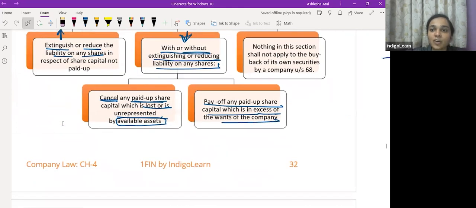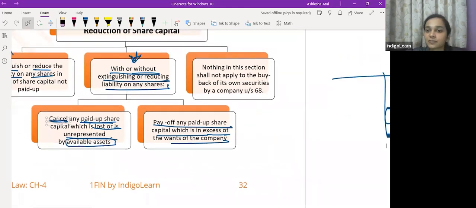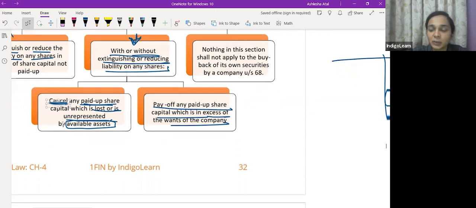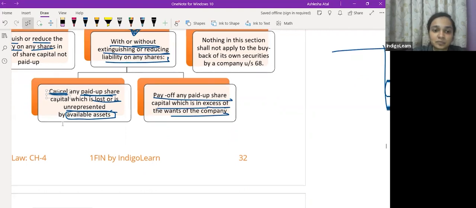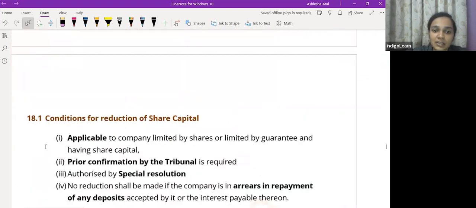Okay. And also this section will not apply in case of buyback. Section 68, we'll discuss buyback in some time. So this section will not apply to buyback of its own shares by the company. Basically, section 66 will not apply in case of buyback, because in buyback maybe there's a reduction which happens, but buyback is altogether a different situation. So that is the reason why section 66 will not be applicable there. There are separate provisions for buyback.